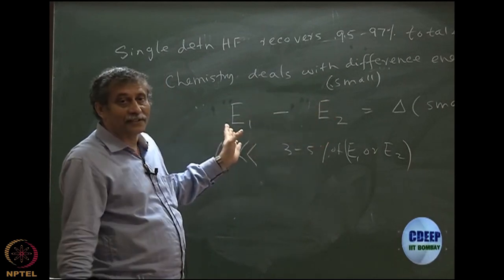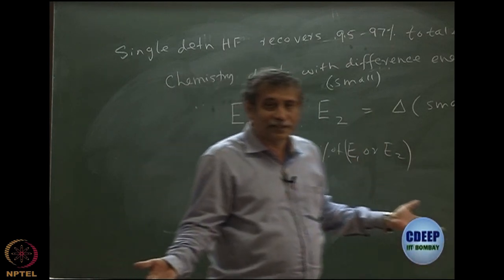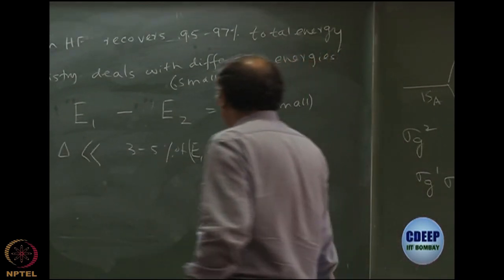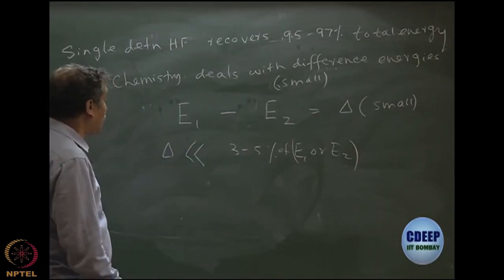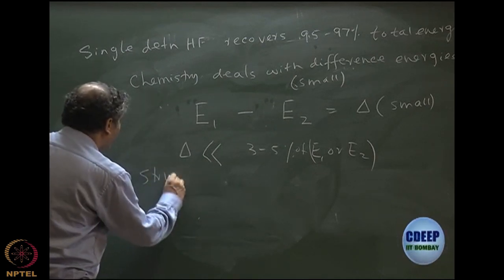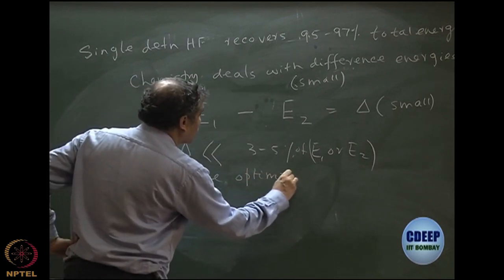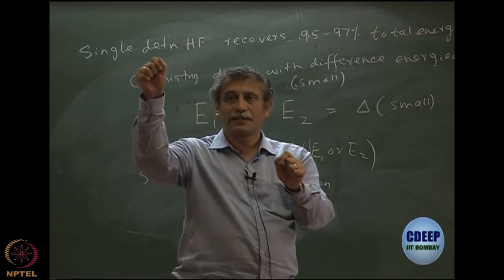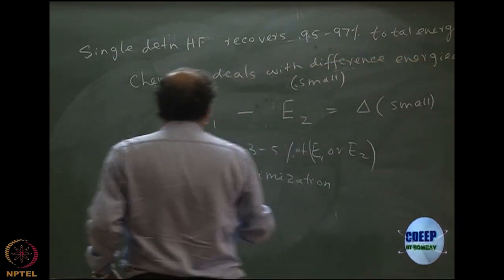So, if you have 3% error, this may be 15, 20 kilojoules. So, it is absolutely ridiculous to describe such a small difference by 3 to 5% error of a very large number. This is very, very large, E1 and E2. So, this is a typical problem that happens in chemistry. When you do structure optimization, it is exactly the same problem, because optimization of structure is also essentially dealing with energy of two different geometries. So, that is also a difference of two energies. So, there also the same problem comes up. This is spectroscopy.